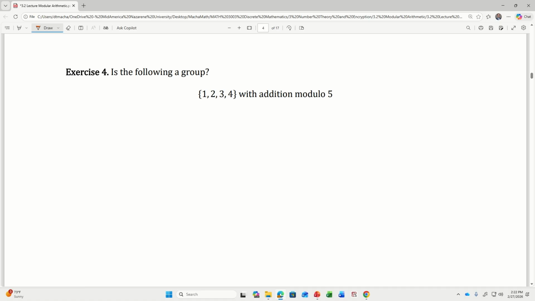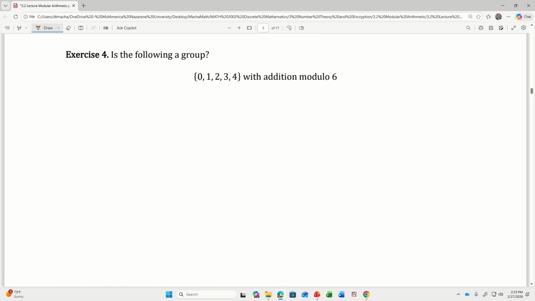Is this a group? Does it have closure? Yes. What about 2 plus 3 mod 5? 2 plus 3 mod 5 is 0, and there's not a 0 in this group. So there's also not an identity element. So this is not a group because we need 0. Okay.